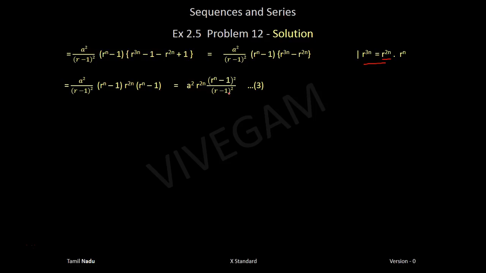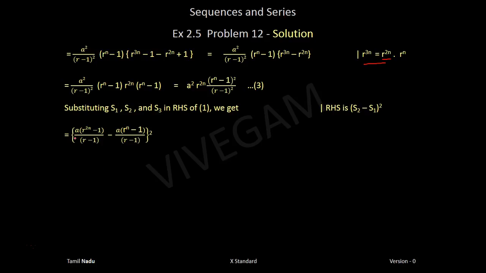Now this is your final step. Now next we have to go for your RHS. What is RHS? (S2 minus S1) the whole square. What is S2? We know A into (R to the power of 2n minus 1) by (R minus 1), and S1 is A into (R to the power of n minus 1) by (R minus 1), the whole square. Again, if you see, A is common between these two, and R minus 1 is common.